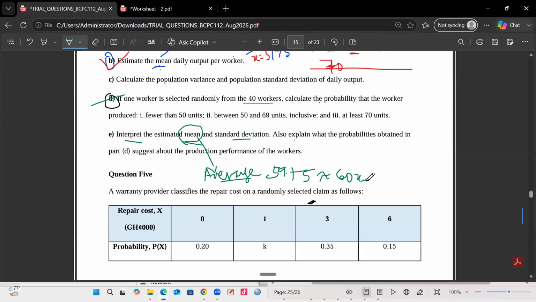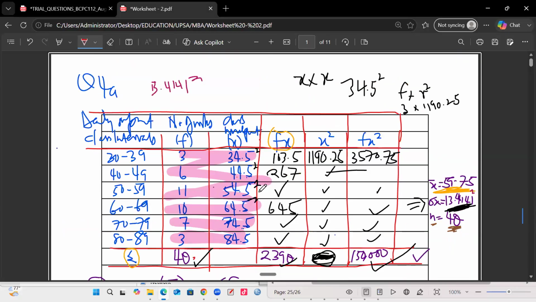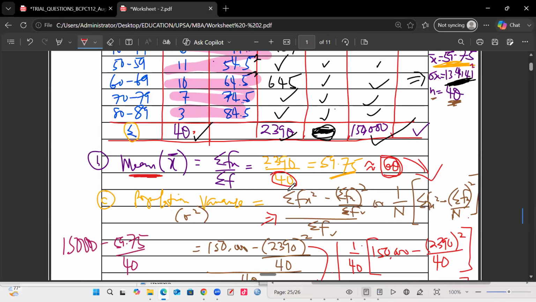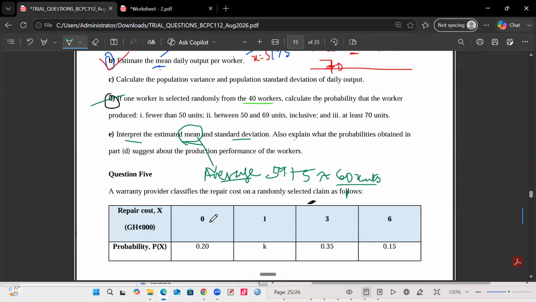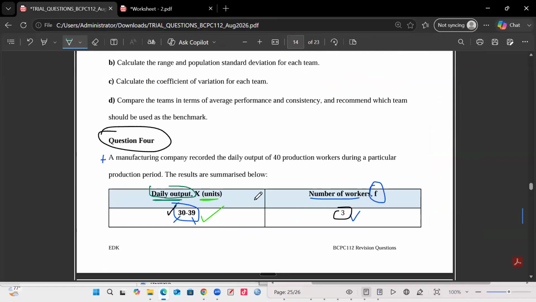Canceling the 40. The 40 stands for the number of workers here. F is the number of workers. So if I want to explain it better, I will say that every one worker on the average produces what? 60 units per day. Because it is daily, it is a daily output. Do you understand it?